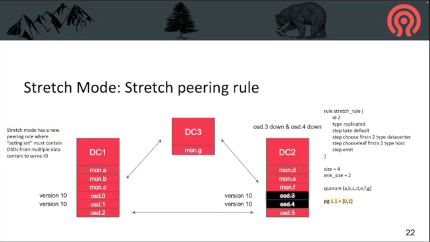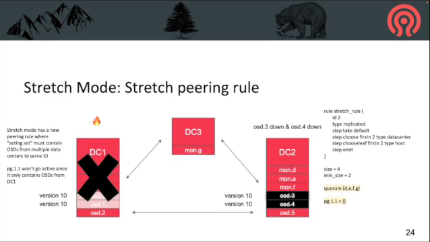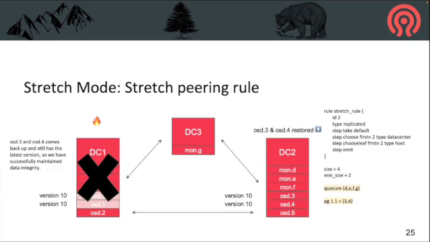With this new peering rule, now let's run the scenario again. There's a failure in OSD 3 and 4. The acting set size is 2, which is equal to min size. However, we won't allow PG 1.1 to go active because the acting set doesn't have OSDs from DC1. So if there's a catastrophic failure in DC1 and OSD 3 and 4 get restored, they still have the latest version. So no data loss in this case.